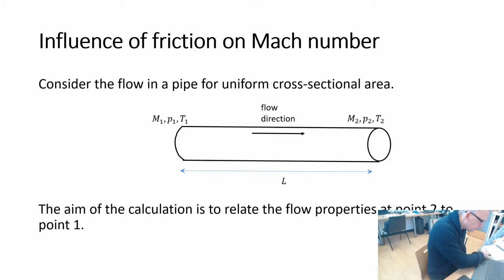So the first thing we're going to do is Fanno flows, and we're just going to ask a simple question: how does the flow change for something with uniform cross-sectional area as we go from region 1 to 2, with friction applied by the wall? This is very important in long pipes, gas pipes for instance, and compressibility does have an influence here. So the aim is to relate what is going on at point 2 to what is going on at point 1.